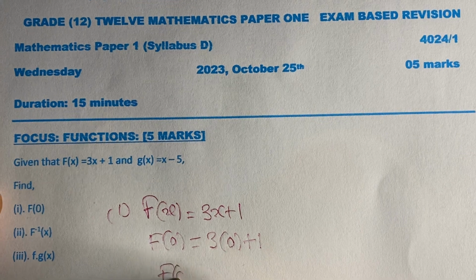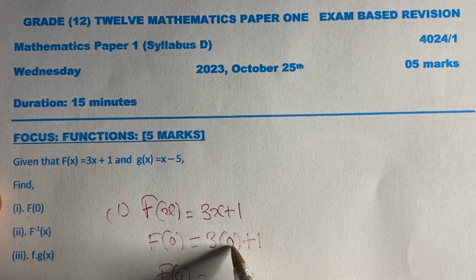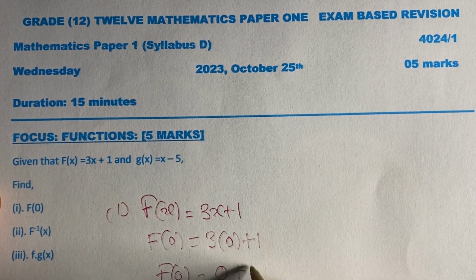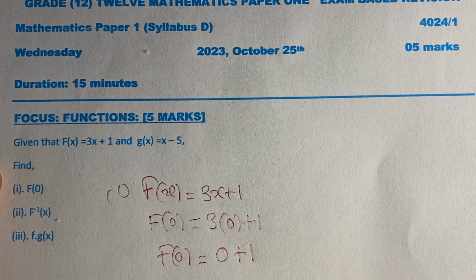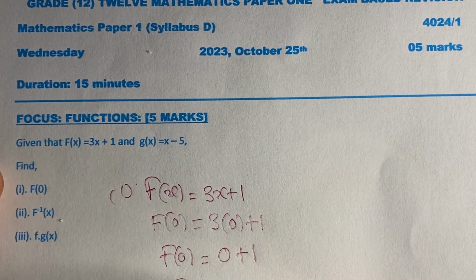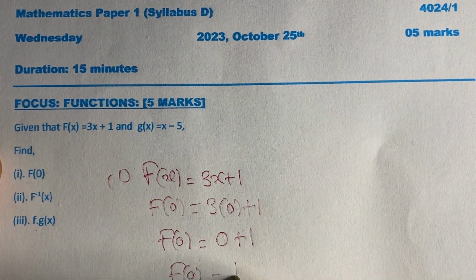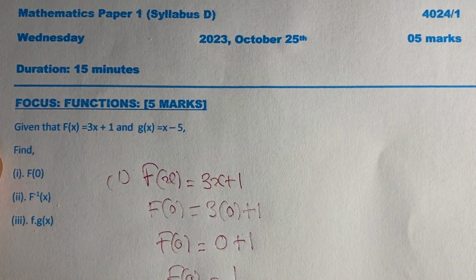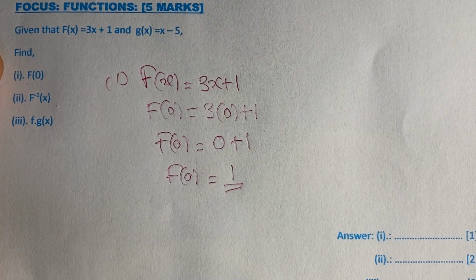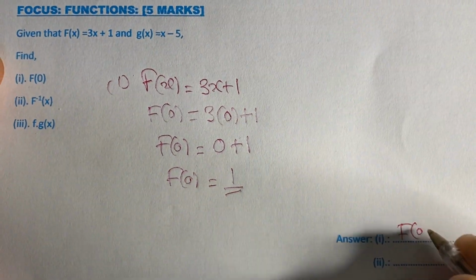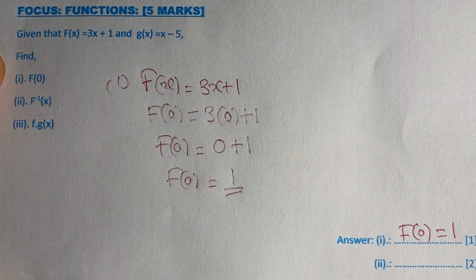So f of 0 is going to become 3 times 0, which is 0, plus 1. Then f of 0 is going to give us 0 plus 1, which gives us 1. Having found that, we can now go and replace on the final answer, where we say f of 0 is equal to 1.